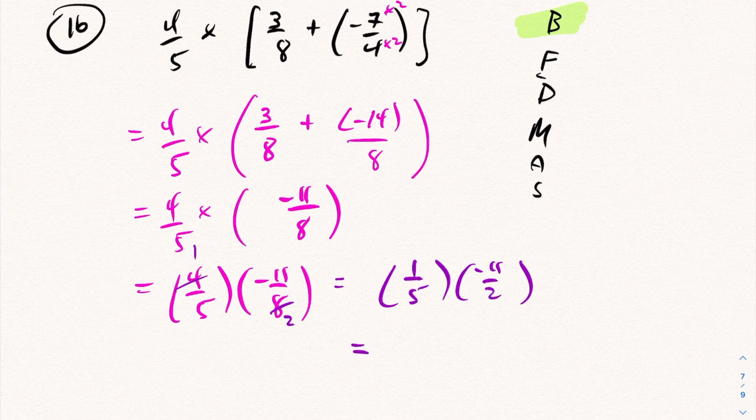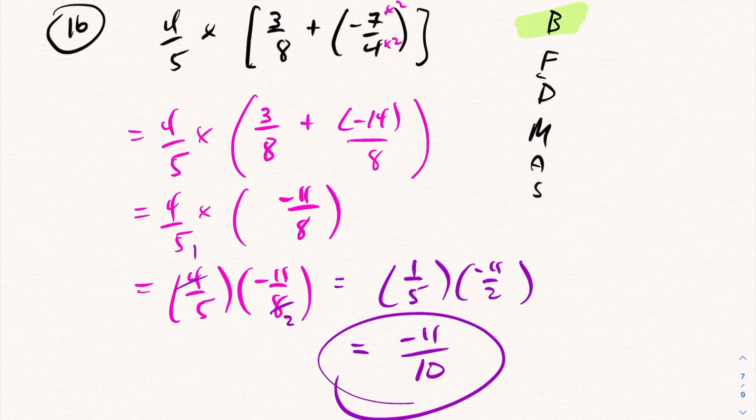Now I'm in a situation where I'm multiplying fractions. There's no reduction to do here. Now I multiply the tops with the tops, bottoms with the bottoms, and we're done.